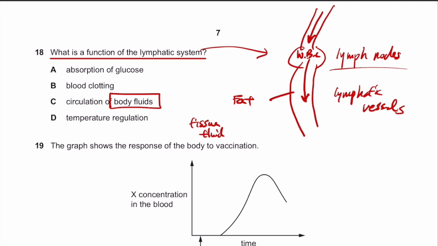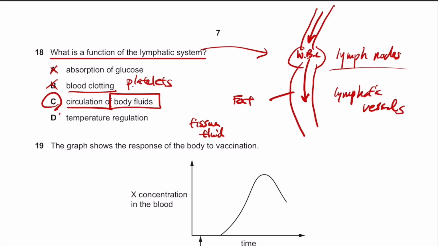So C is the only reasonable answer for this, circulation of body fluids. A, nope, doesn't make any sense because it doesn't help with absorption of glucose. Absorption of glucose is achieved by the small intestine, not the lymphatic system. Blood clotting is achieved by platelets. So nope, the lymphatic system has nothing to do with it.